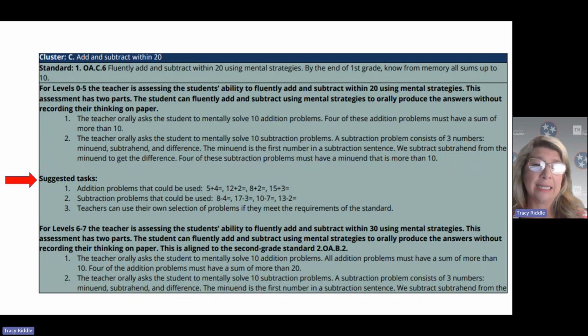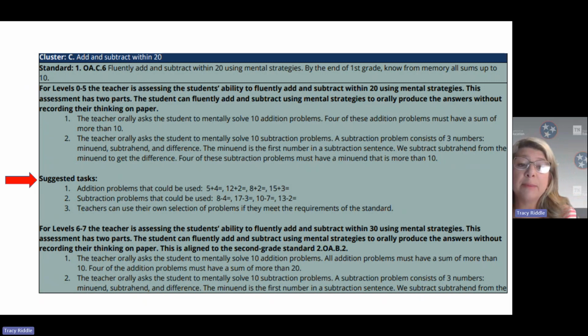In the suggested task, we have put a few problems that you could ask. The suggested task only has 4 addition and 4 subtraction. Remember, you are required to submit 10 addition problems and 10 subtraction problems. The addition problems in the suggested task show you an example of some addition problems with sums more than 10 and some that are not. You will have 4 addition problems with a sum more than 10.